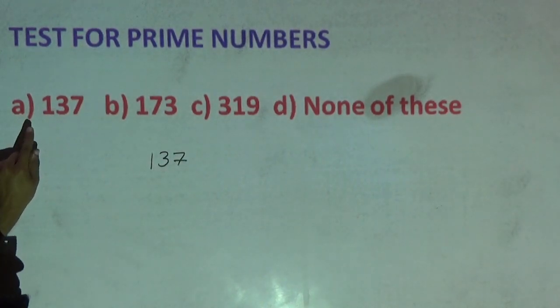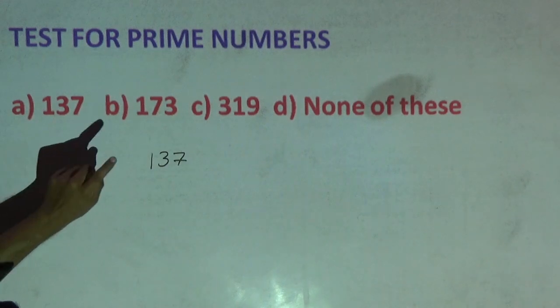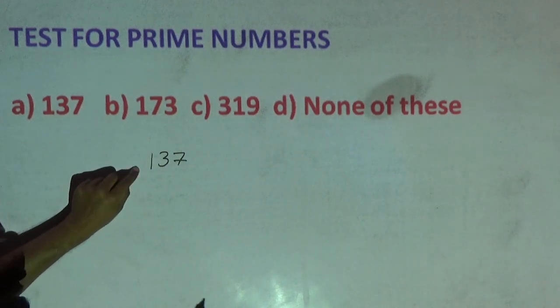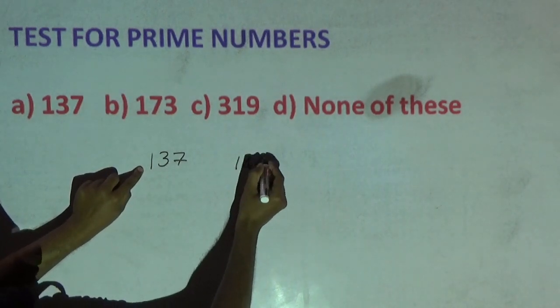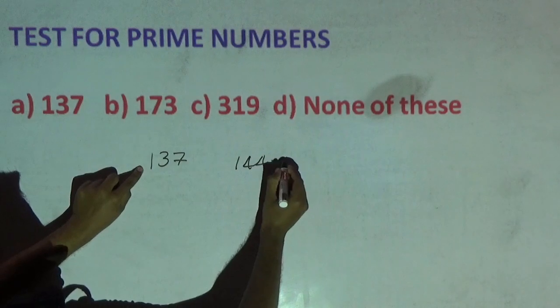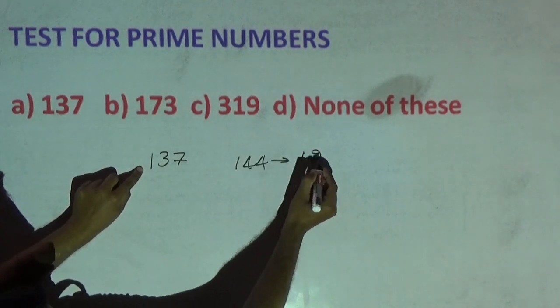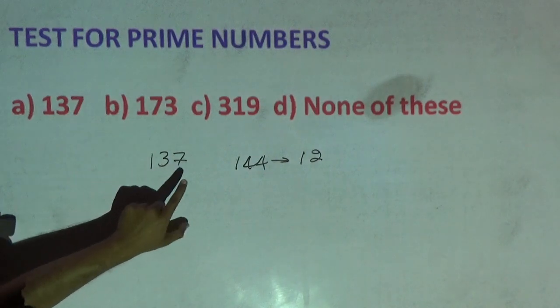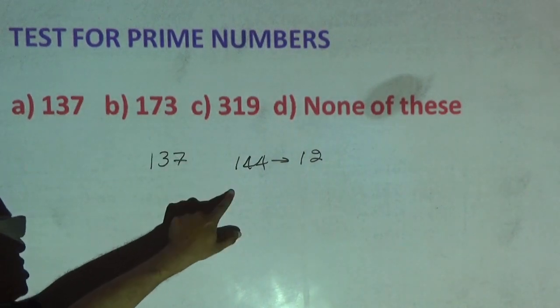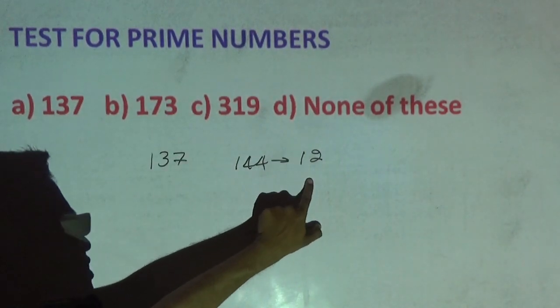In order to check whether a number is prime or not, you have to pick the nearest perfect square number above the given number. The nearest perfect square number above this is 144. The square root of 144 is 12. So the first step: the nearest perfect square number above this is 144, and the square root of that is 12.